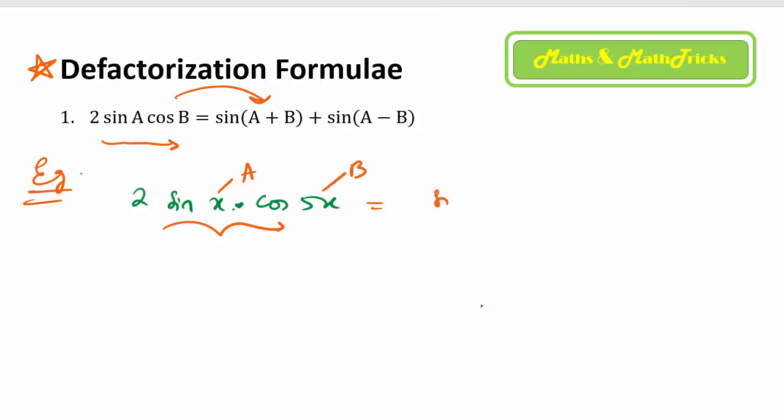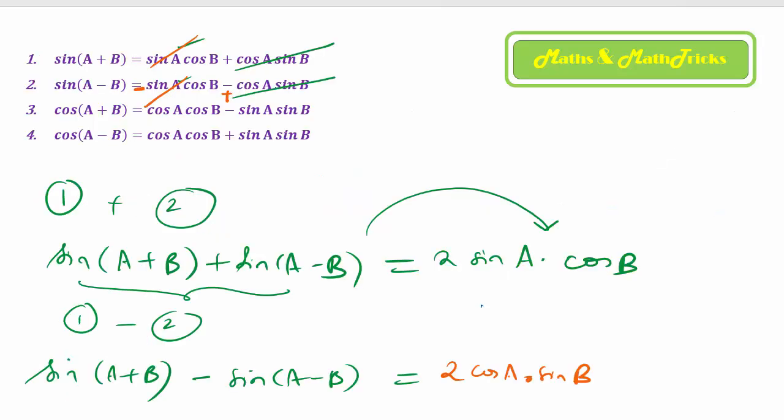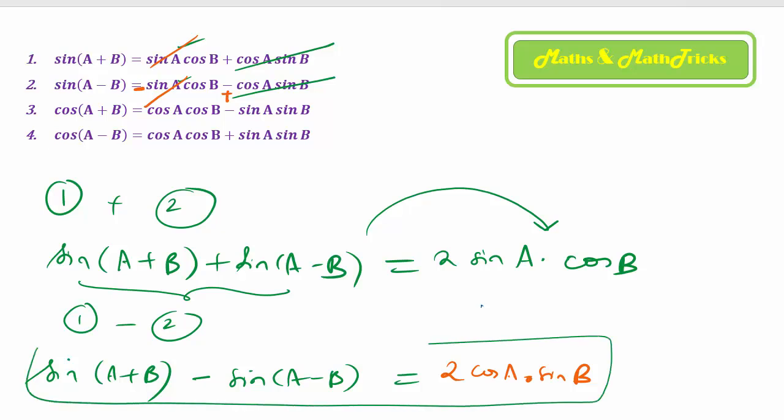So I can express this as sine of a plus b, that is sine of x plus 5x, plus sine of x minus 5x. So ultimately it gives you the result sine of 6x minus sine of 4x. Now you would ask where this minus comes from. Here you have the result sine of minus 4x, and you know sine of minus theta is minus sine theta. So basically students, the formulas that you could obtain by adding and subtracting the sine compound angle formulas, the formula number 2 you need not remember separately.